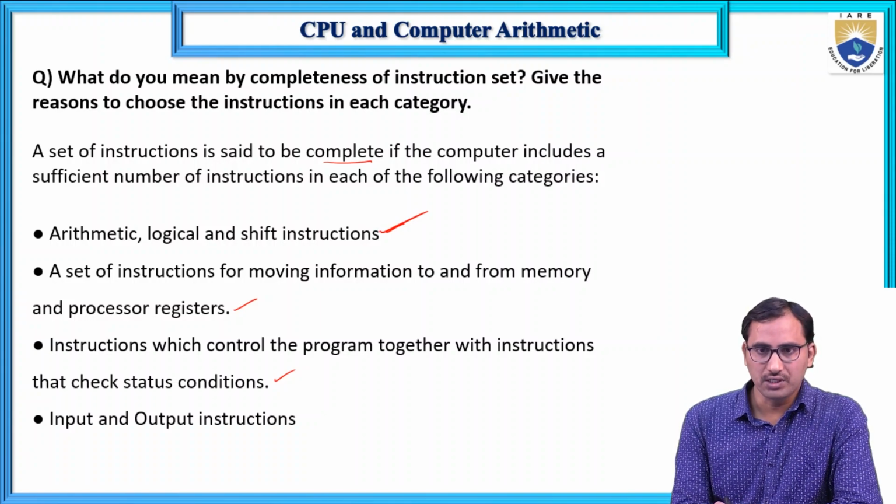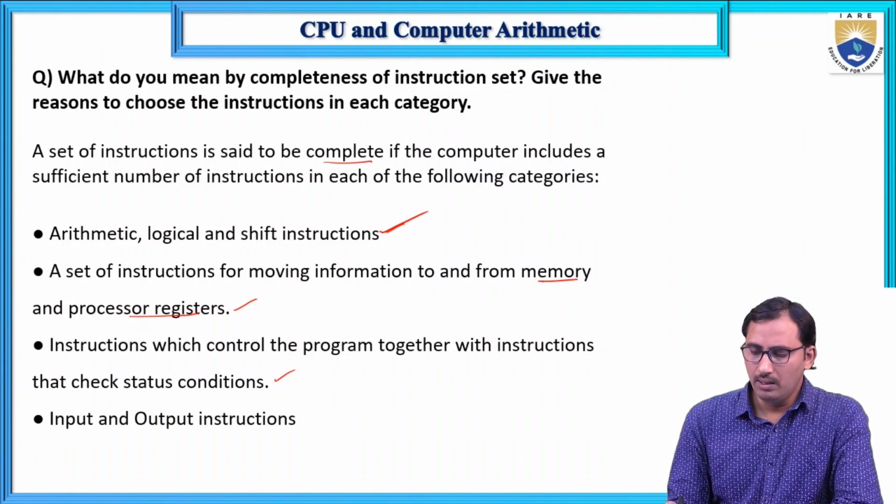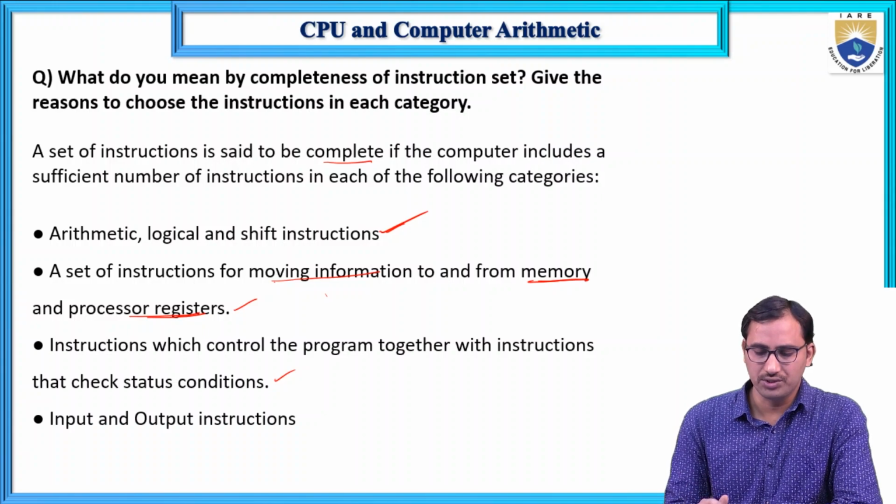Second one is a set of instructions for moving data or information to and from memory and processor registers. Because the large or bulk binary information will be stored in the memory. But finally, all the arithmetic and logical operations are performed in the processor registers. So that's why we need to move the information between the memory and the processor register. For that purpose, we are using data moving or data transfer instructions.